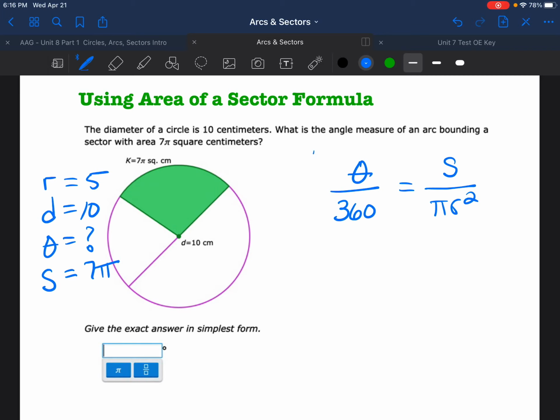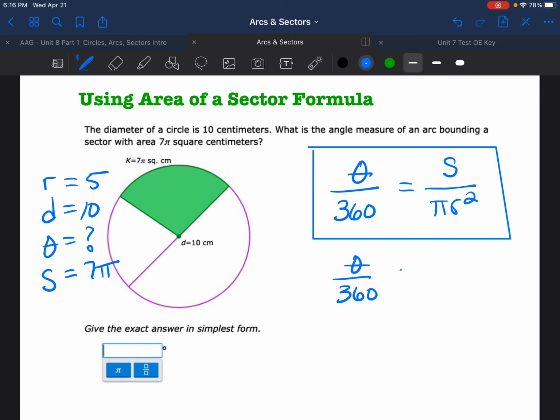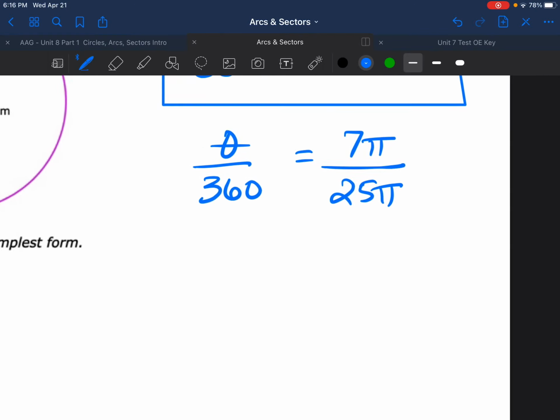So guess what? We're going to have to backtrack and find the angle measure. But the good thing is, we're simply going to use the same formula every time. Now let's substitute our values. Do we know theta? We don't. That's our goal, so I'm going to leave it as theta over 360. But S was given to us. They gave us 7 pi. I'm going to divide that by pi r squared. My radius was 5, squared is going to be 25 pi. I'm going to zoom in and focus on our formula.